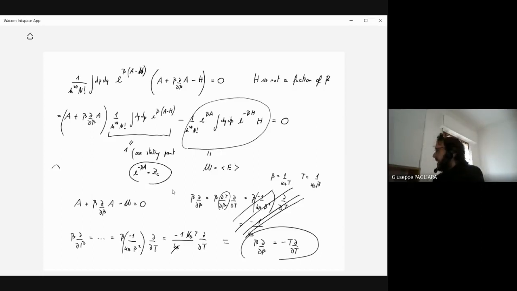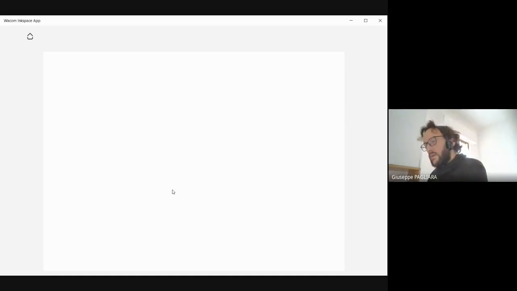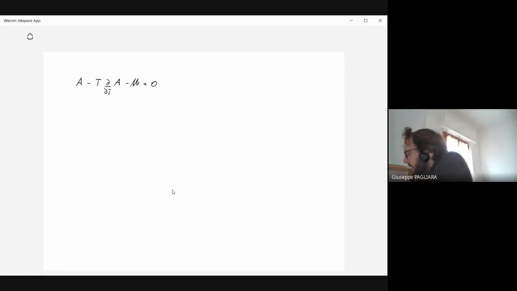So then, applying this, let me go on. We arrived at this point that A minus, so here I had plus beta derivative with respect to beta, which is actually minus T derivative with respect to T, of A minus U is equal to 0. Okay.